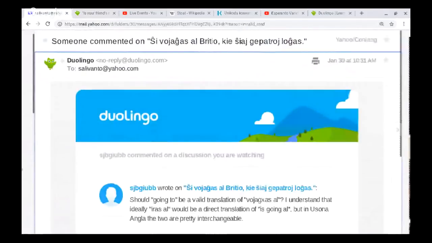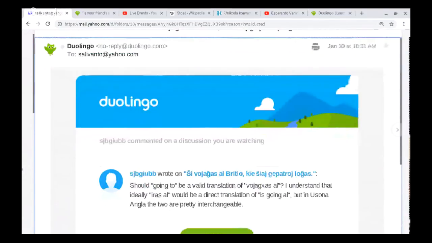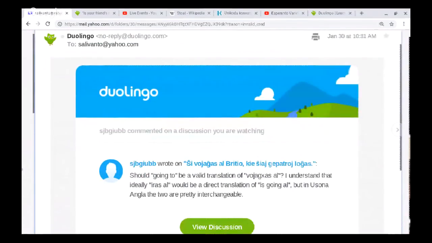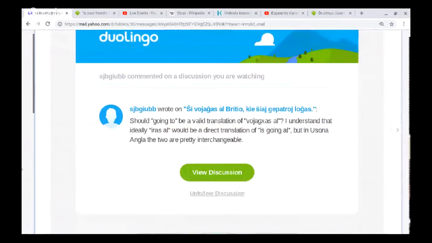Okay, this is the sentence. Ŝi vojaĝas al Britio, kie ŝiaj gepatroj loĝas. Should going to be a valid translation of vojaĝas al? Going to. Iras al. Yep. So I try to be nice when I reply to these questions.